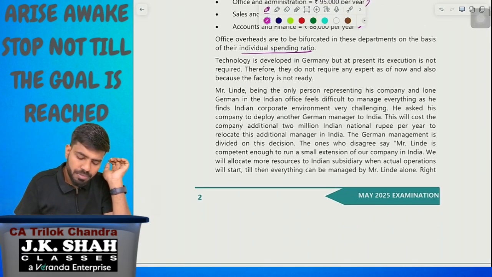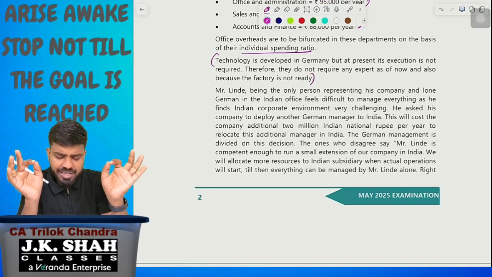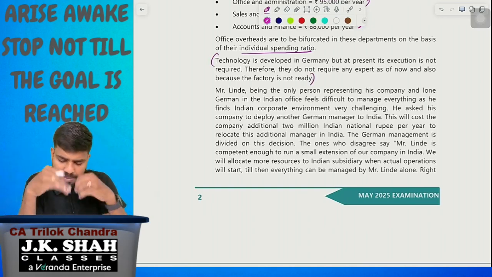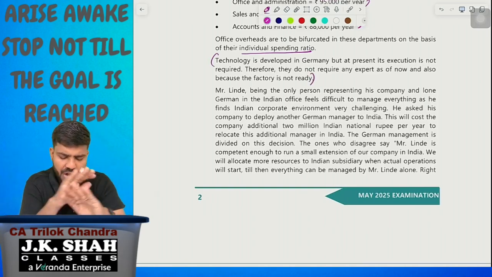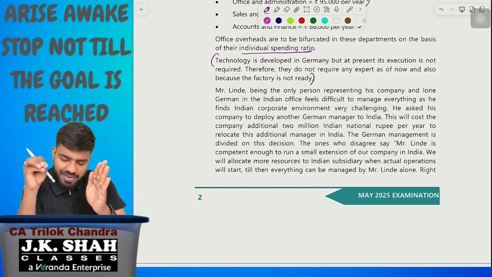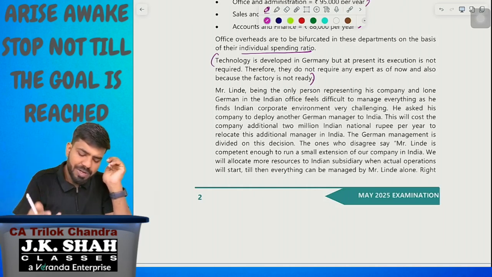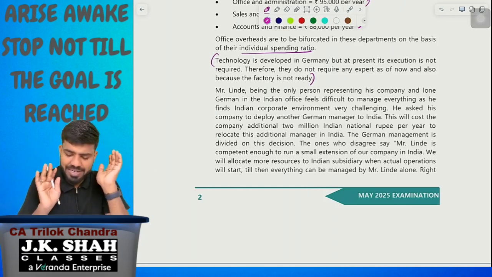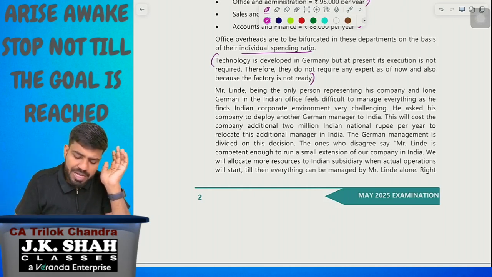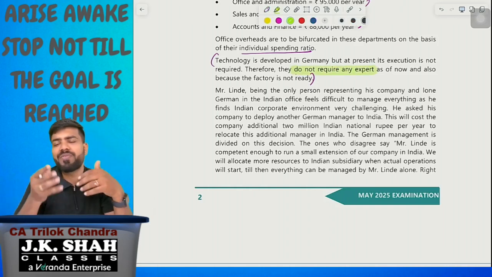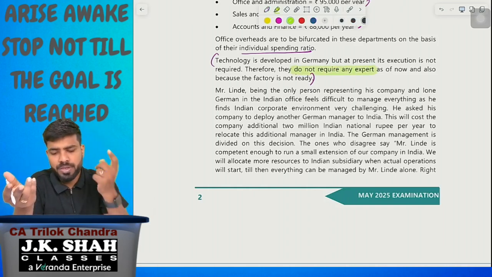Next, this paragraph is actually a story. What they mention: technology is developed in Germany, but at present its execution is not required. Therefore, they do not require any expert as of now, also because the factory is not ready. So they mean to say they do not require any expert because the factory is not started. Okay, next.